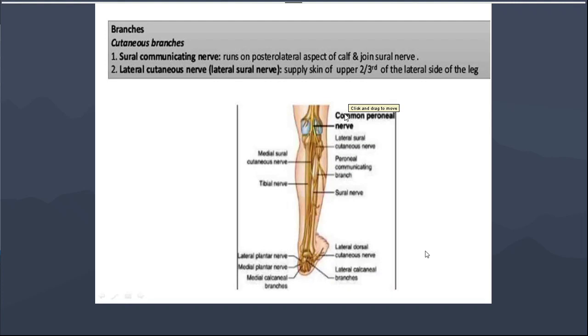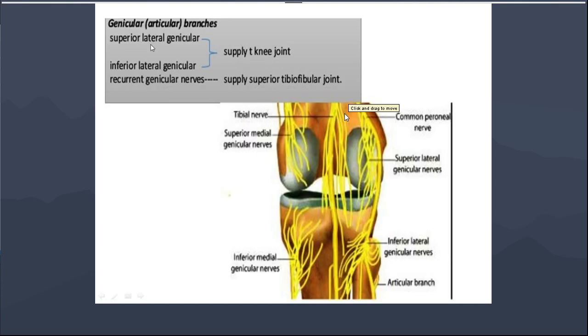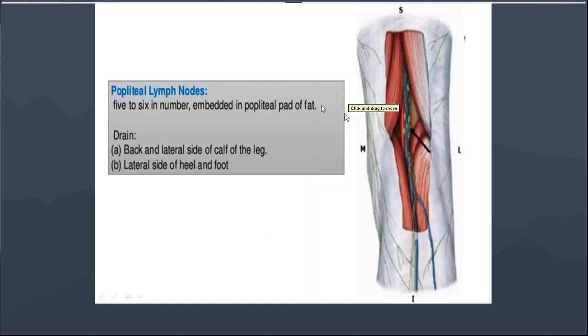Then you can see this is the bursa. It is present between the medial head of gastrocnemius and the semimembranosus muscle. So this is the most important point. You can see how to palpate the popliteal artery. Like this, because the popliteal artery is present very deeply, you can feel it like this.